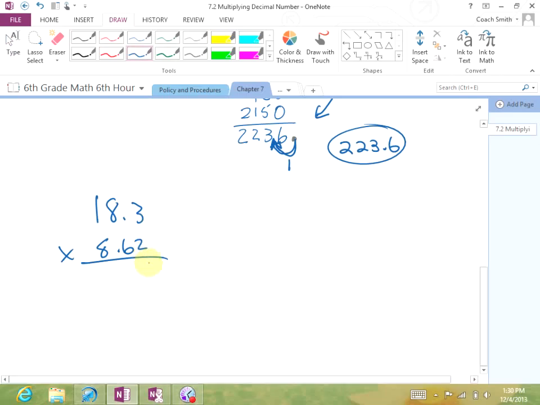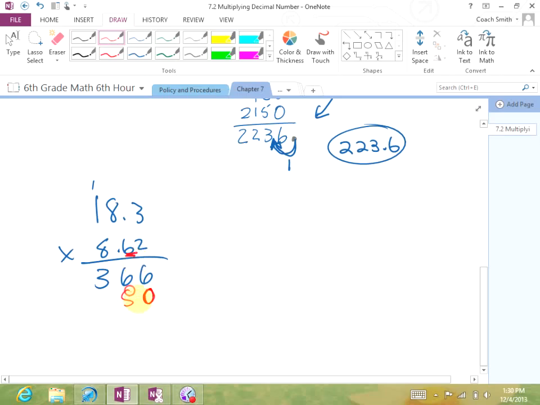So 2 times 3 is 6. 2 times 8 is 16. Carry my 1. 2 times 1 is 2, plus 1 be 3. I'm moving to my 6, so I put a 0. In other words, I'm doing this one right here, so I put a 0 right here.